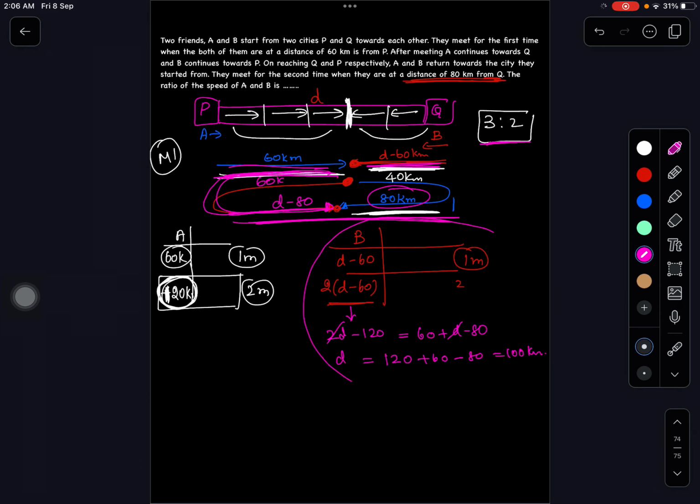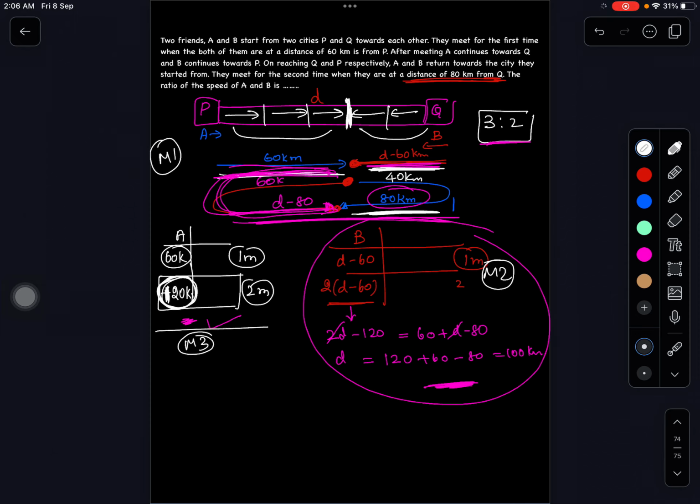It is slightly more difficult because there are variables coming into the picture. D minus 60, 2 times D minus 60 in one approach, in the other approach 60 plus D minus 80. So it might be slightly difficult to comprehend, which is why this would be the recommended approach. There's a third method in which we can also solve this problem. This is method 2, right? Following B. Method 1 is following A.